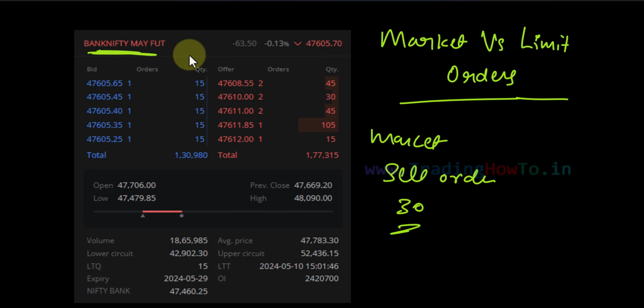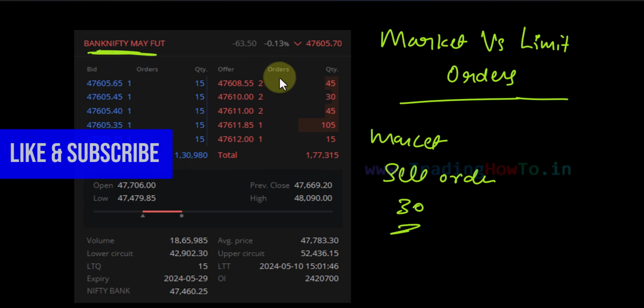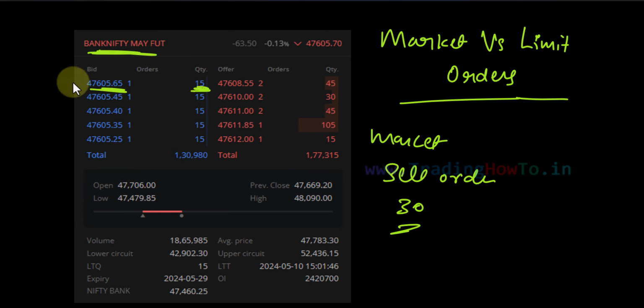is willing to pay. So here, if we look at this, 15 quantity is available in the market at this particular price. So here, this particular trader who is willing to buy at this particular price will get 15 quantity. Then the remaining quantity will be for this particular order and for this particular trader. Whoever placed the market sell order for 30 quantity, his order will be completed, and the traders who placed these limit orders will get those contracts.